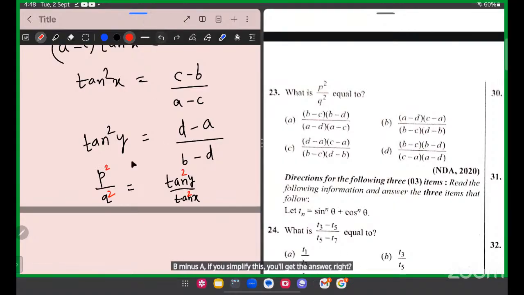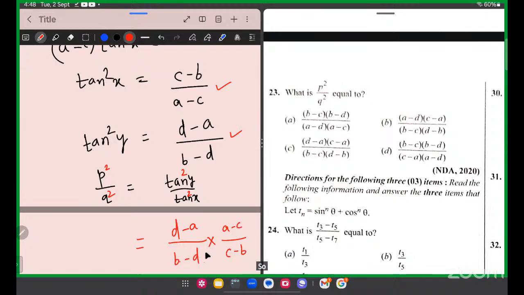Just simplify it. See, tan square y is what? This. And tan square x is this. So directly d minus a divided by, just substitute the values, right? D minus a upon b minus d divided by tan square x, means in multiplication we can write the reciprocal of tan square x here, right? So it will be a minus c divided by c minus b.